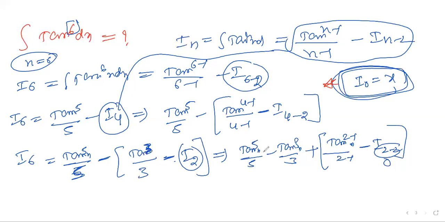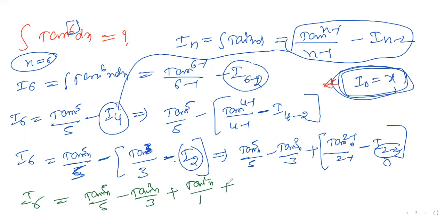Okay, next we have to continue. I'll write the final answer. I_6 is equal to tan power 5 x by 5 minus tan power 3 x by 3 plus tan power 1 x by 1, because 2 minus 1 is 1. Am I clear? It's because of I_2, right? Minus into minus here is plus, and I_2 we got, that's what I wrote directly. Then tan x minus I_0, that is x, plus c. This is the final answer.